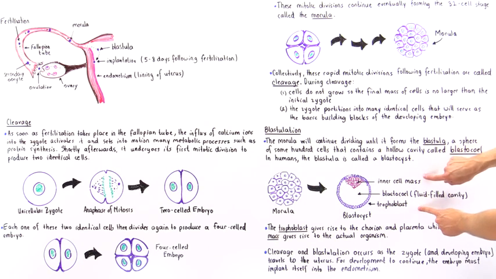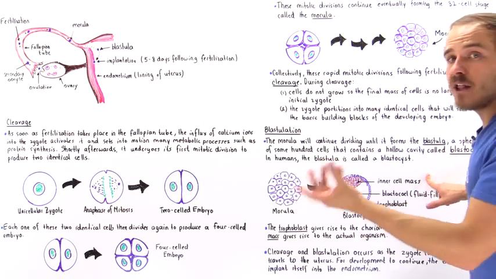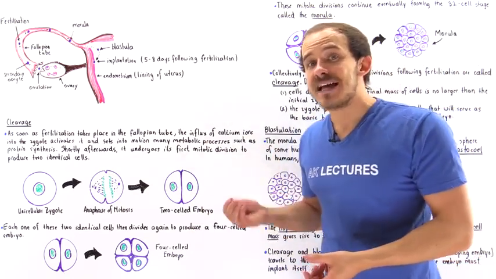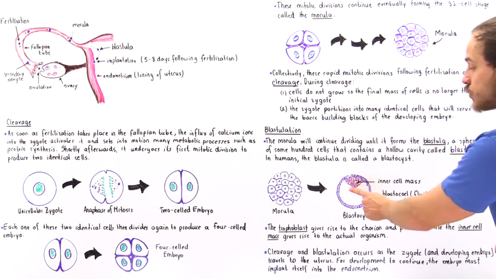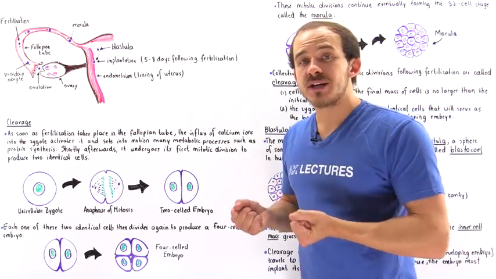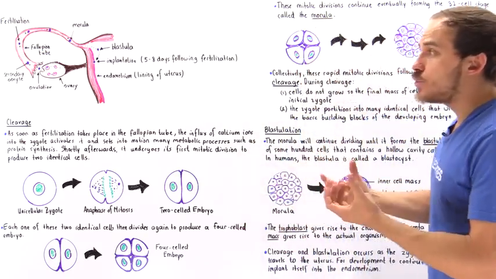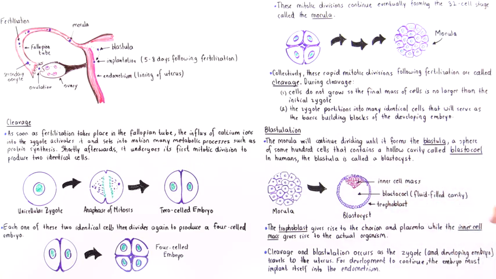Now, what exactly is the function of the inner cell mass and the trophoblast? Well, the trophoblast will eventually develop into the chorion and the placenta of the fetus, while the inner cell mass, these cells here shown in light purple, will eventually develop into the actual organism, into the tissues, into the organs and the systems of that individual.